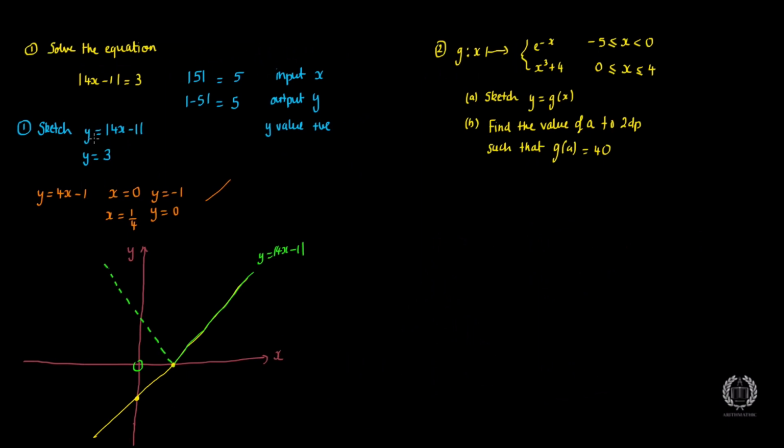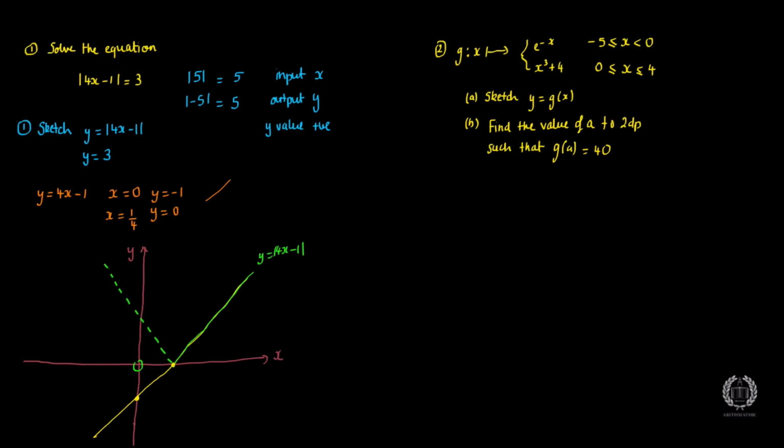Whenever you see questions asking you to sketch the modulus of, say, 3x minus 1 or half x minus 5 or whatever, all you're doing is getting rid of the negative y values, and you do that by reflecting it on the x-axis, which will give you the positive y values, because this is what we want with modulus, positive. And that's how you sketch the modulus of y equals 4x minus 1.